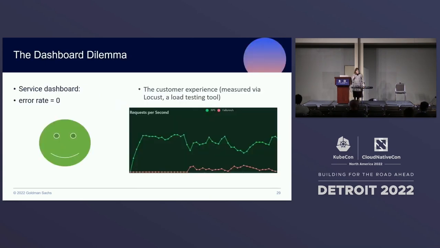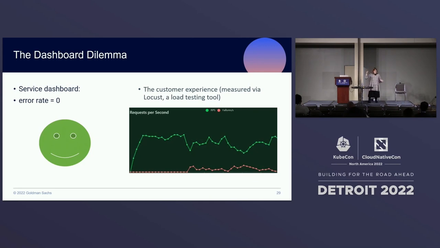But the second really interesting thing that we found was the dashboards. On the left-hand side, you can see a big green smiley face because the system dashboard said everything is good. All the requests seen by this dashboard are returning successful responses. But that's not what our customers were seeing. On the right, you see we were using Locust, the load testing tool, to simulate the production traffic.